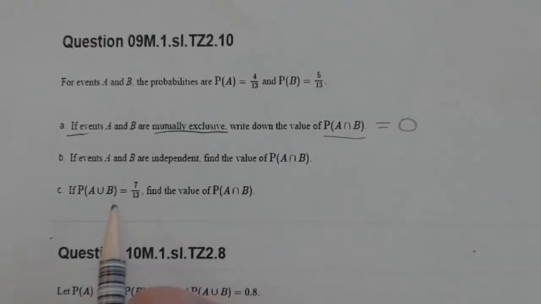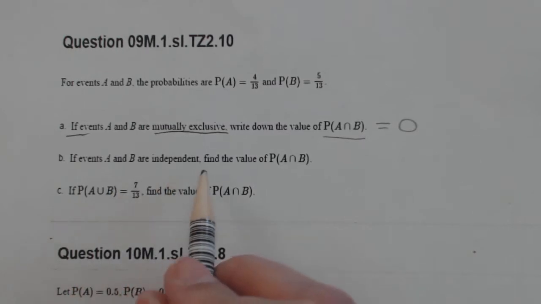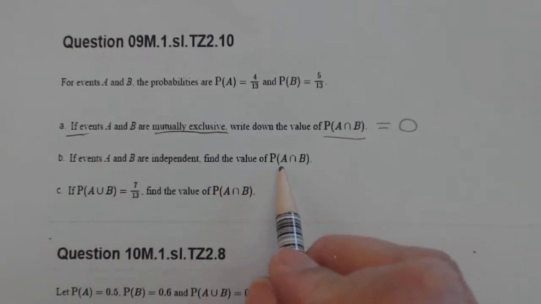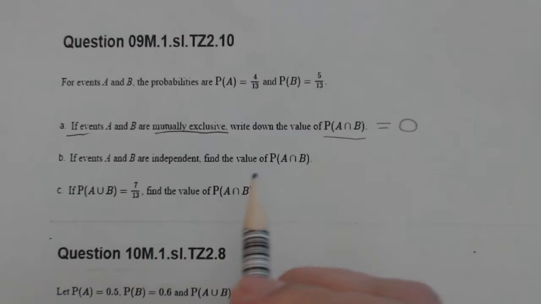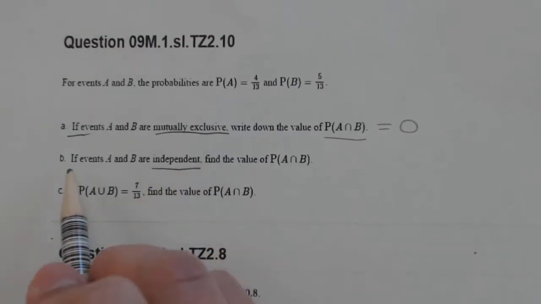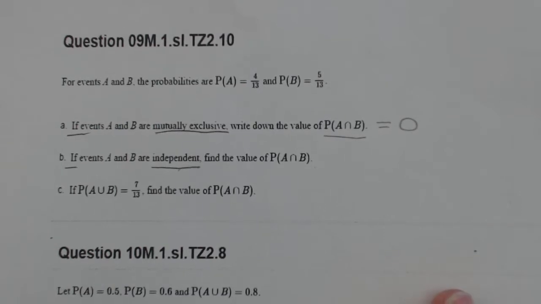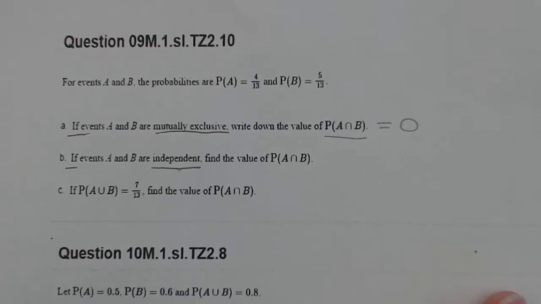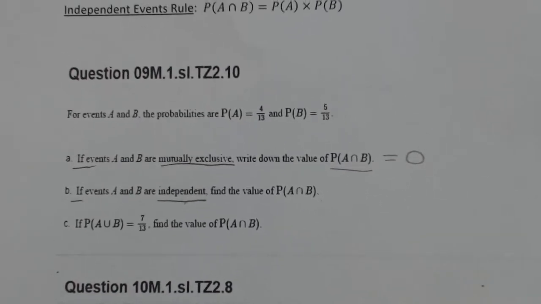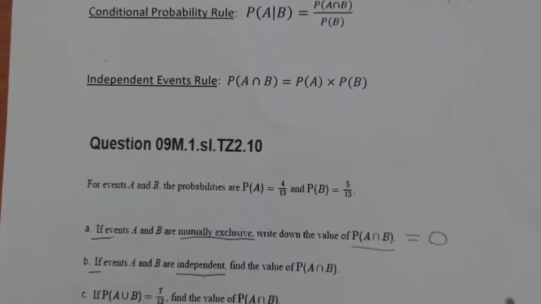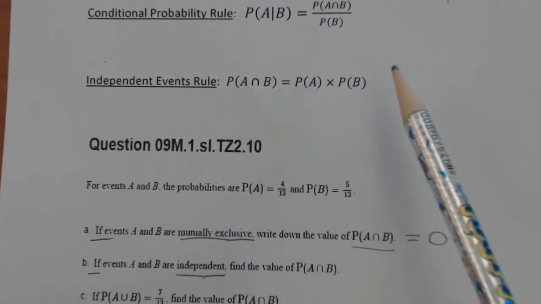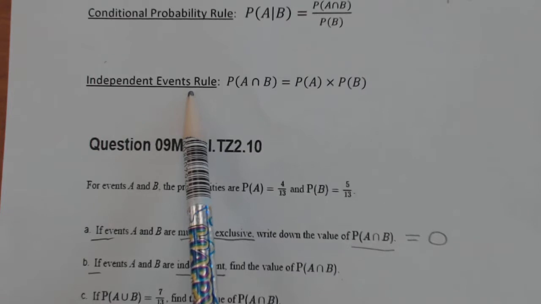Let's go to our next one. If events A and B are independent, find the value of the probability of A and B. So now we're underlining the word independent. So if they're independent, we're switching it a little bit. Now they're asking something different. So we're going to be going to the independent rule because they told us they're independent. So here's the independent rule.